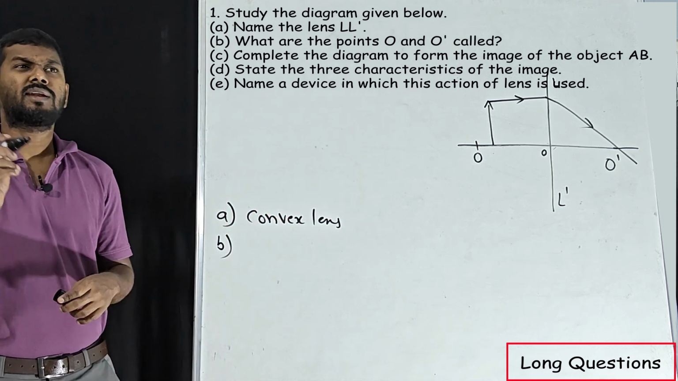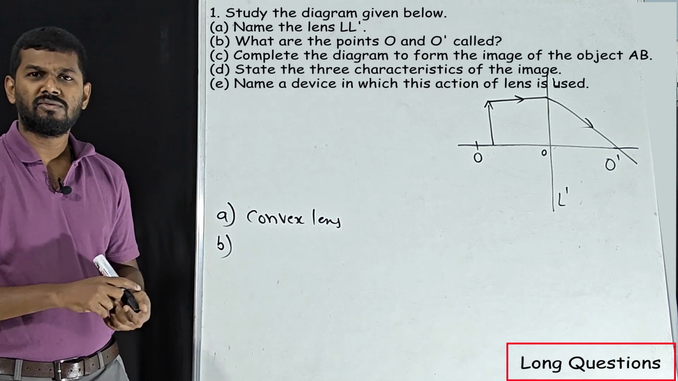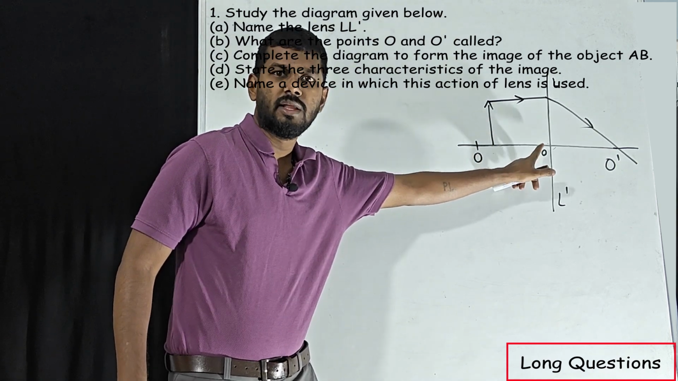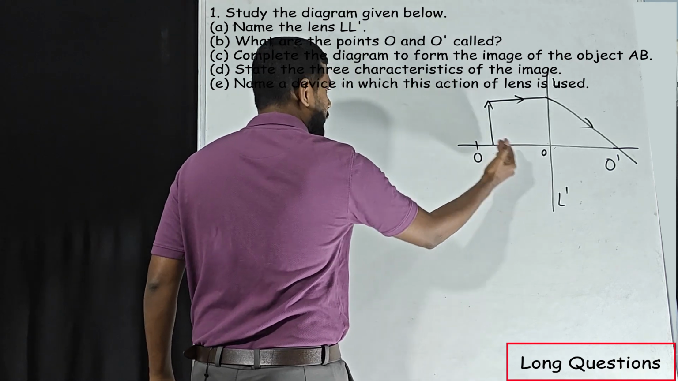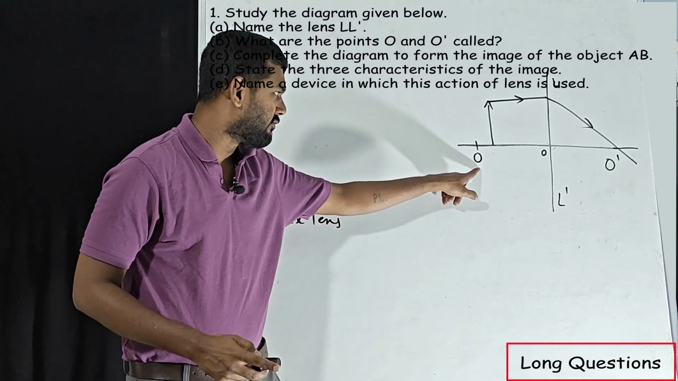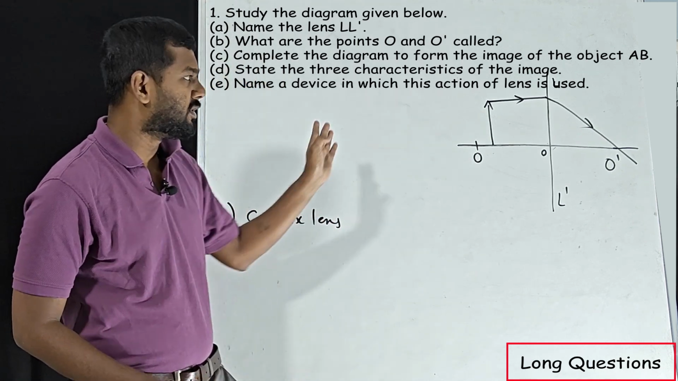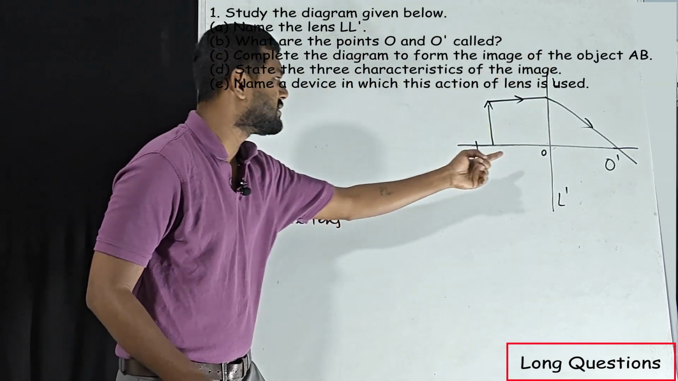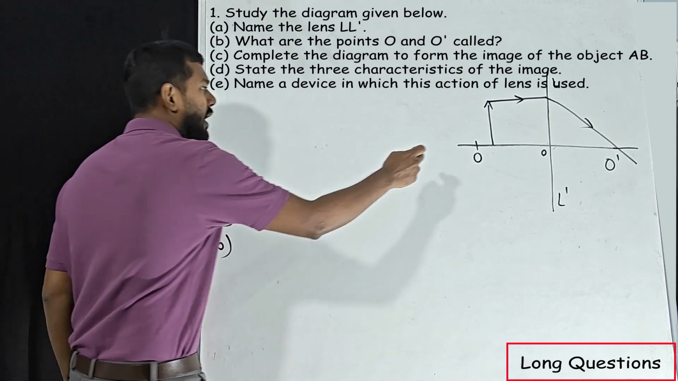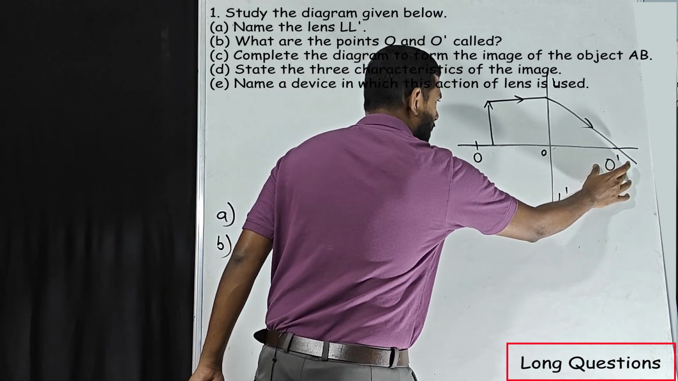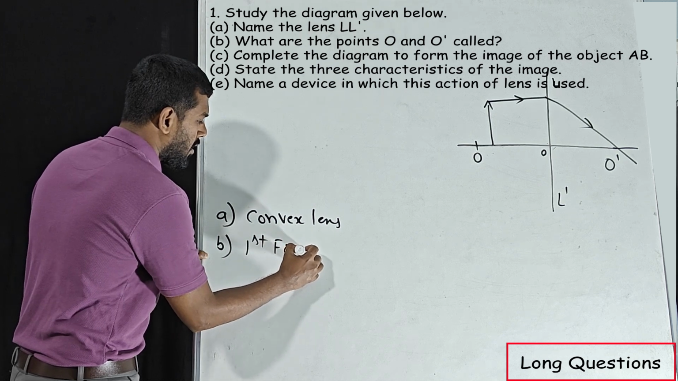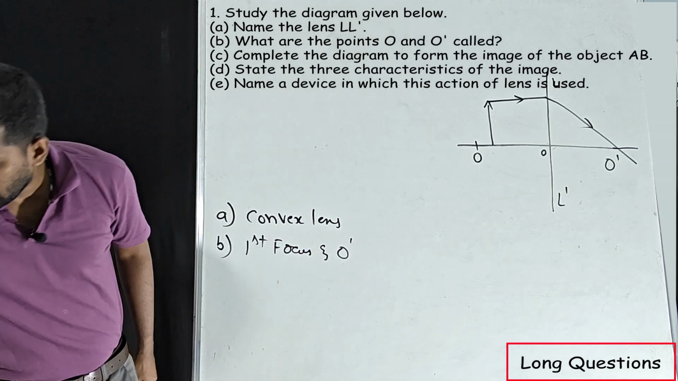Second one, what are the points O and O dash called? Whenever we were learning the diagram, we did not learn O dash, correct? The only O we know is the optic center. From the optic center, what is the first point? That is always focus, correct? We learnt F1 to F1 and it will continue. That side F2 to F2, correct? So what is the first point from the optic center? That is nothing but focus, F1, correct? So here this is the first focus and this is the second focus. So O is the first focus and O dash is the second focus.